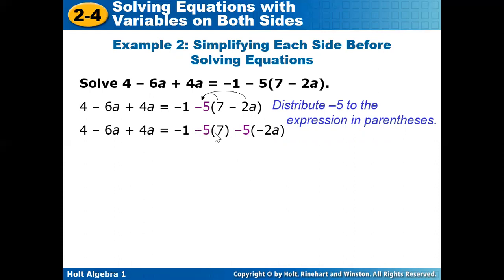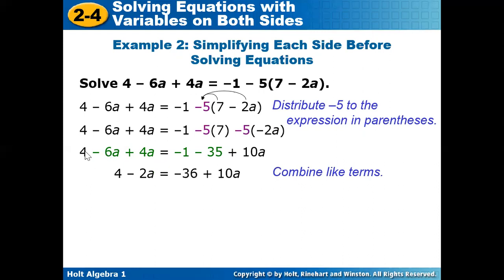-5 times +7, negative times a positive equals a negative, so we get -35. And then -5 times -2a, negative times a negative, and we have a positive 10a. So now we just have all this kind of scattered out here, right? But now we're going to continue to collect our terms, right? So we have two variable terms on this side. And over here we have two non-variable terms. So we're going to collect all of these where they go.